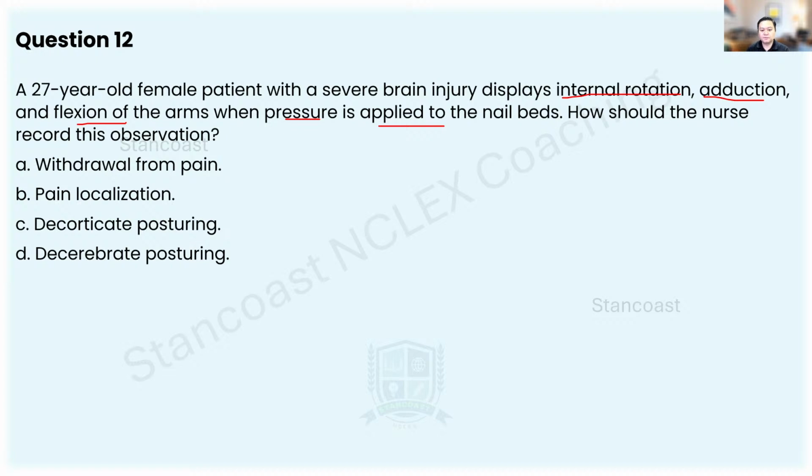All right, I'm waiting for your responses. I'm going to start answering this time. If you answered letter A, withdrawal from pain, will that fit into the description? Internal rotation, adduction, flexion of the arms. Letter A, withdrawal from pain, is incorrect, because when you see this in a patient, withdrawal from pain, they're going to have that purposeful movement where they pull away from a very painful stimulus. So this is an attempt to escape the source of the pain. This is purposeful withdrawal.